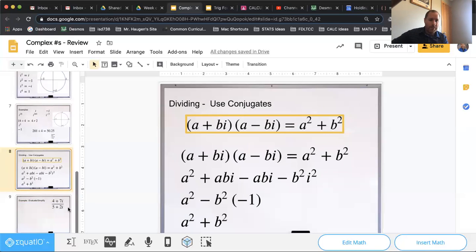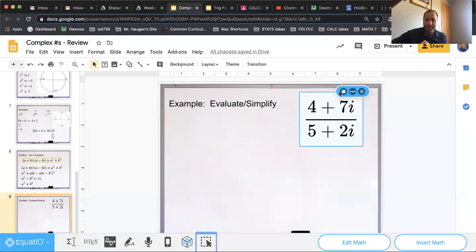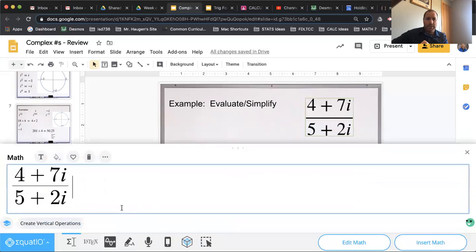So to go over one example of what that might look like, here are some complex numbers being divided, right? To divide those things all the way out. And I'm just going to grab these here so I don't have to retype the whole thing on there. Okay, we'll edit that equation.